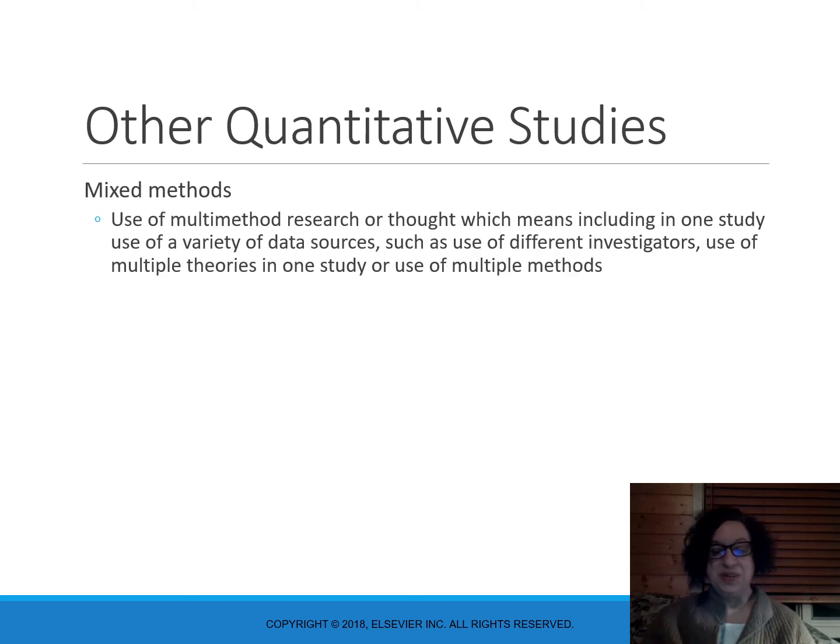Let's say in your world of research, you want to mix things up. Well, you can do that. It's called mixed methods. Isn't that cool? Yeah. This uses multi-method research, and it means that, including all in one study, you can use a variety of data sources, such as use of different investigators, use of multiple research theories in one study, or use of multiple methods. So you can mix it up, bring in different sources, different angles, and see kind of what results you get. Actually, mixed methods, I'm making it sound like a mess, but you'd be surprised at how often it is used. So when you read studies, look for mixed methods and then investigate what they were.